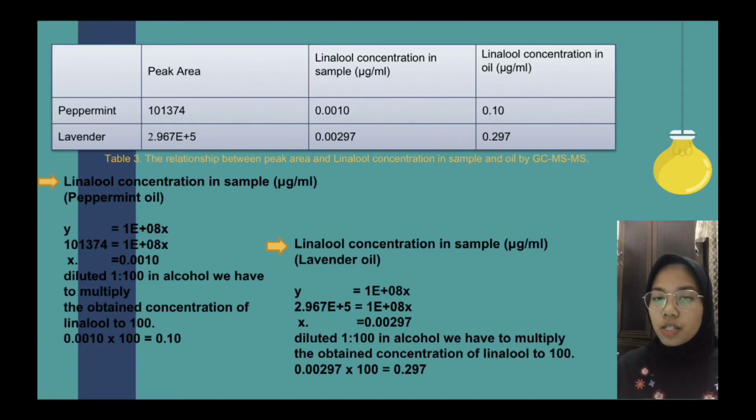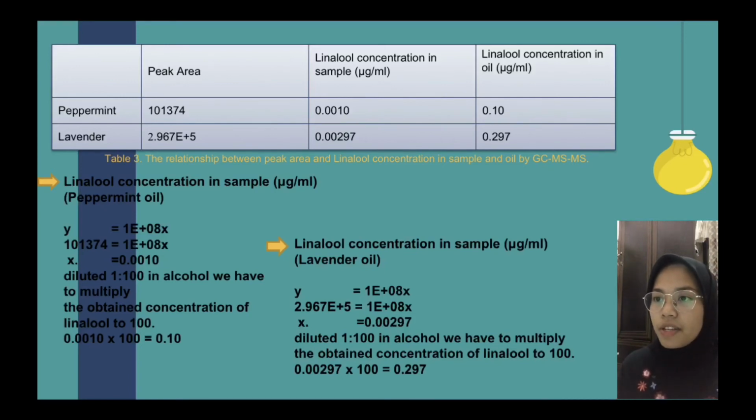0.0010. Since we diluted this solution 1:100 in alcohol, we need to multiply by 100. So 0.0010 times 100, we get 0.10. So 0.10 is the value for the concentration in oil, which is in peppermint oil.